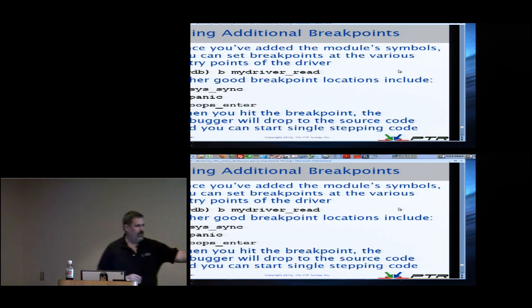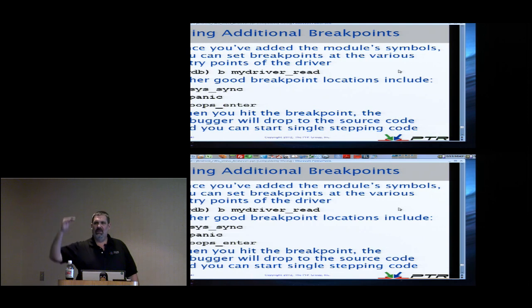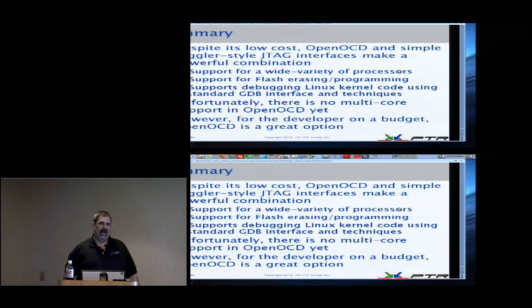Of course, panic and oops are the places where you're trying to debug your hardest code. So when you hit the breakpoint, the debugger is going to drop out to the source code. You'll see it in the GDB. It'll have the instruction pointer of where that breakpoint was encountered. You can then dump memory, print variables, do all the things you would normally do with GDB, except that now it's going through the JTAG as its interface.